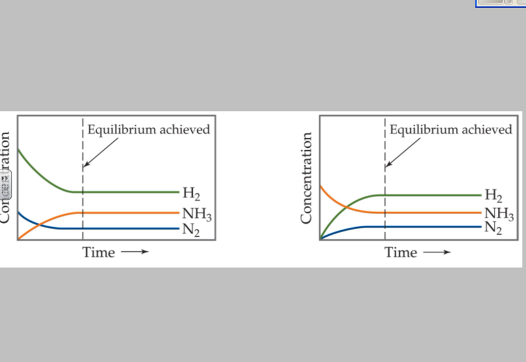Here's another example from the Haber-Bosch process, so the formation of ammonia. You can see that whether you start with the hydrogen and nitrogen as we do on the left, so the hydrogen and nitrogen are going to decrease. Those are the green and blue lines on the left. And the amount of ammonia, the concentration of ammonia, will increase as time goes on. They're going to reach those same equilibrium concentrations over time, whether you started with the reactants or with the products.